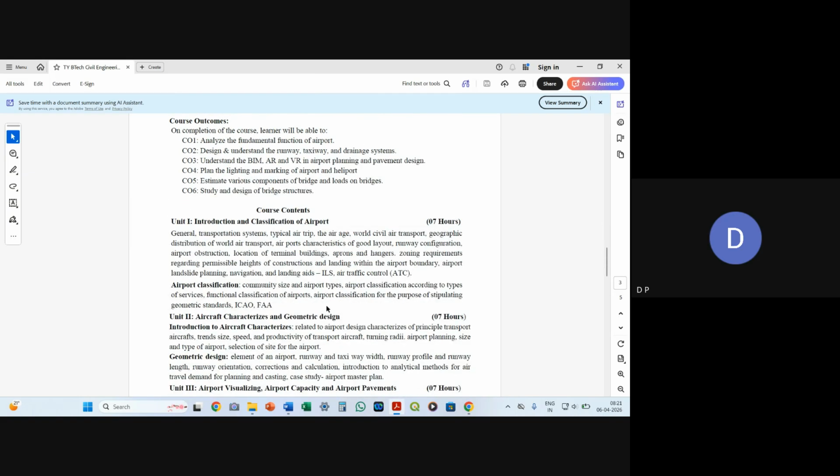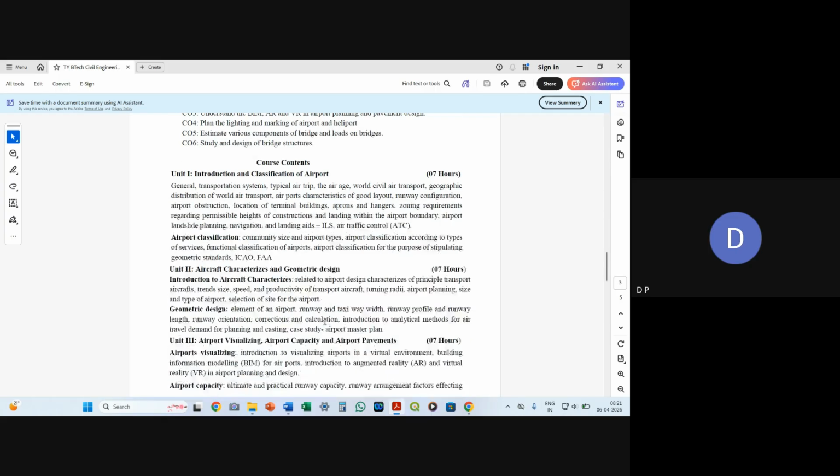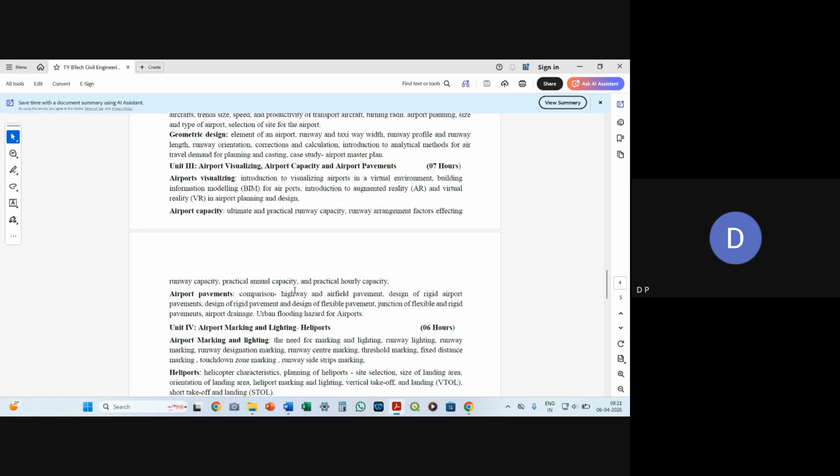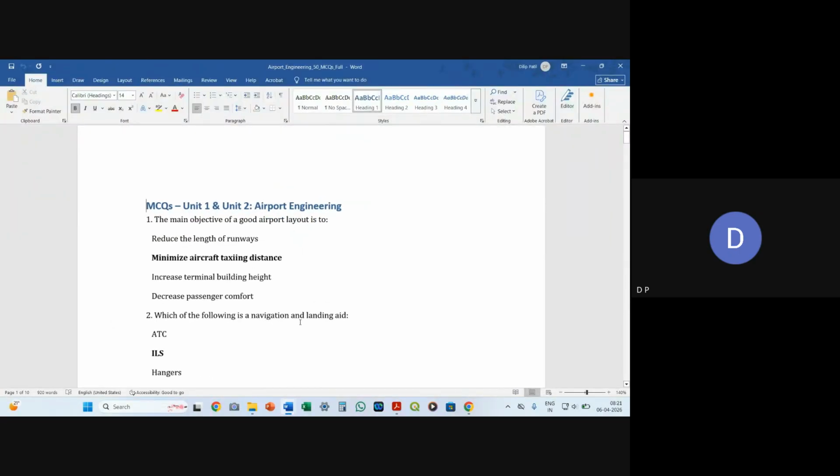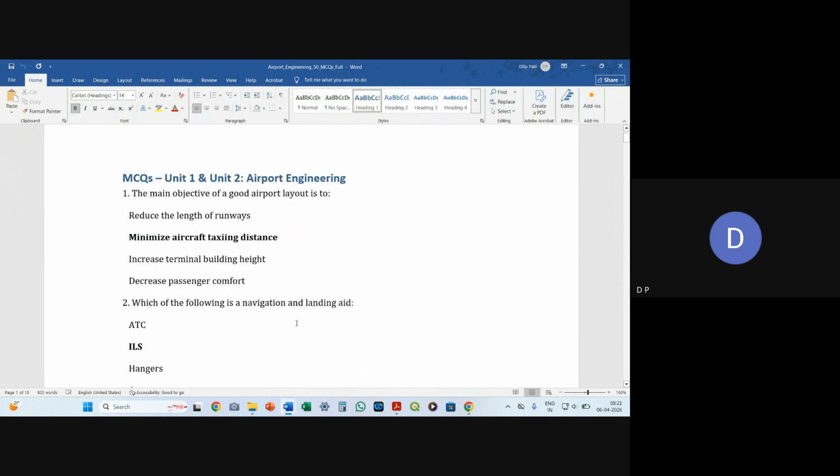So, today we will see some of the multiple choice questions based on our syllabus. See the questions. These bold choices are the answers. You can go through all the choices and remember the bold one as an answer.